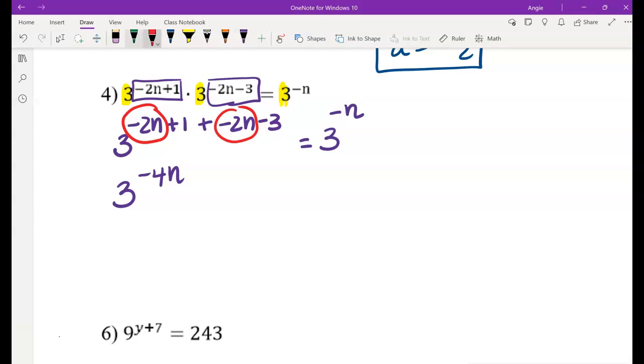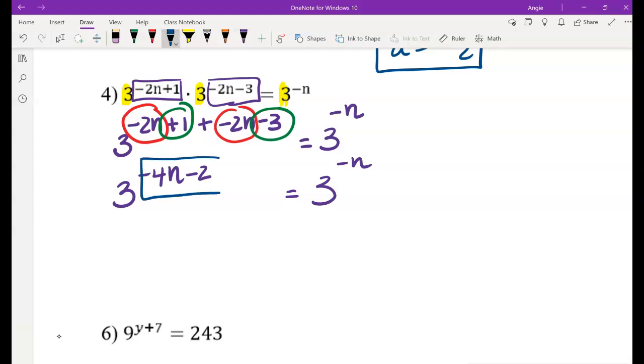And then these right here, 1 and negative 3, that will give us negative 2, and then equals 3 to the negative n. Now the bases are the same, students, so we will take the exponents and set them equal to each other. So 4n minus 2 equals negative n.